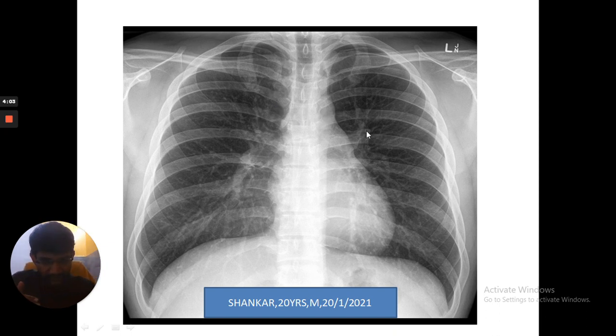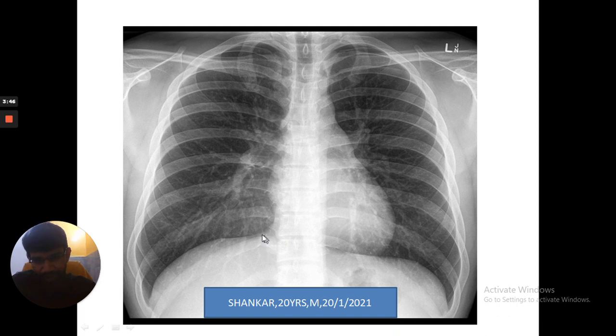Then comes the hilum. This is your hilum, where all the blood vessels, lymphatics, and nerves enter or exit. Then comes the lower mediastinum. Lower mediastinum contains the heart. This is the cardiac shadow. It will be 2/3 to the left of the vertebral body and 1/3 to the right side.